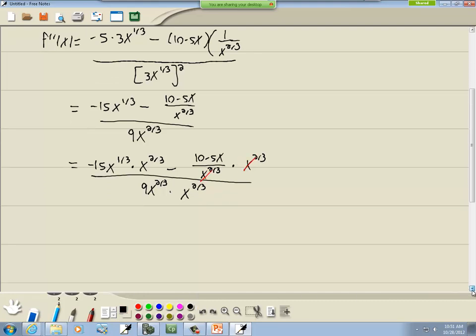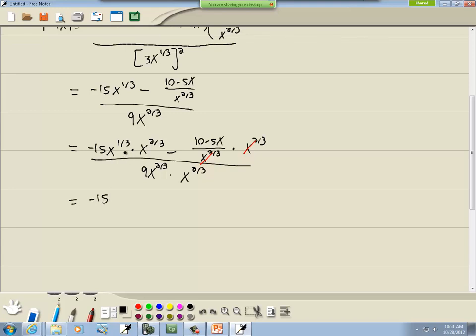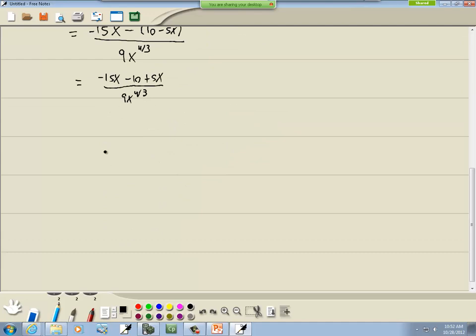So let's see what we have. X to the 1/3 times x to the 2/3, you add the exponents. 1/3 plus 2/3 is 1. So that just gives us x. Minus, and we have to put parentheses around that because that negative is going to flip the sign of both of those. And down here, x to the 2/3 times x to the 2/3, you add the exponents. 2/3 plus 2/3 is 4/3. Which gives us -15x minus 10 plus 5x over 9x to the 4/3. Which gives us -15x plus 5x is -10x minus 10 over 9x to the 4/3. And that's our second derivative.